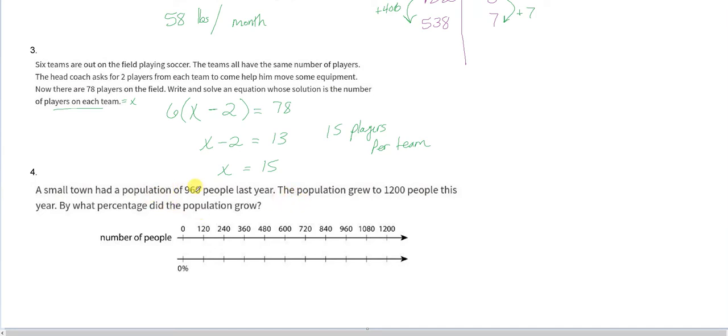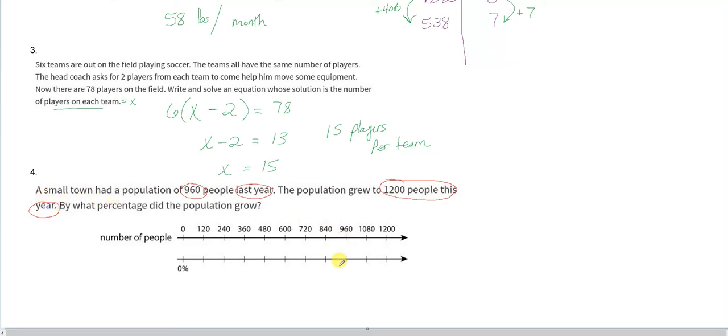A small town had a population of 960 people last year. Okay, so that is like an original number. The population grew to 1,200 this year. Okay, this year is going to be like a new number after the change. By what percentage did it grow?